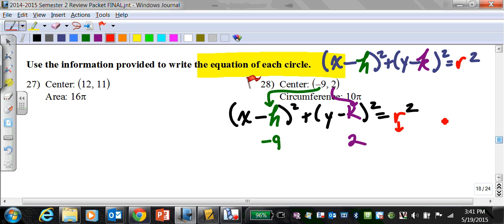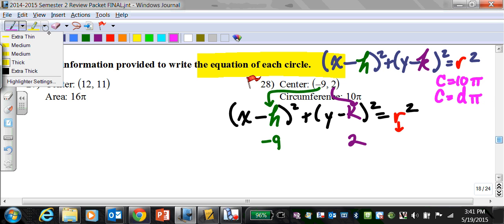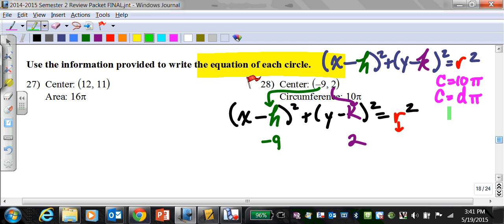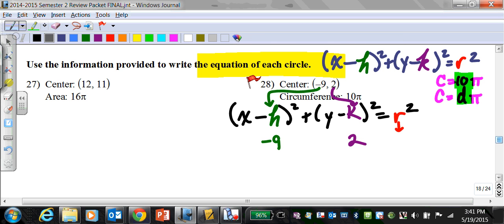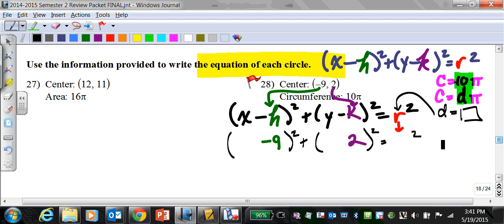Problem is we don't exactly have a radius. Let's look at what we do have. We do, however, have circumference. Let's write that out. Circumference equals 10 pi. Now right underneath, write circumference equals d pi. Okay, from here, you're going to find the diameter, obviously. So find your diameter, and from your diameter, you're going to find your radius and plunk it in and bring your equation around all of these and do any cleanup you need to and finish that up.